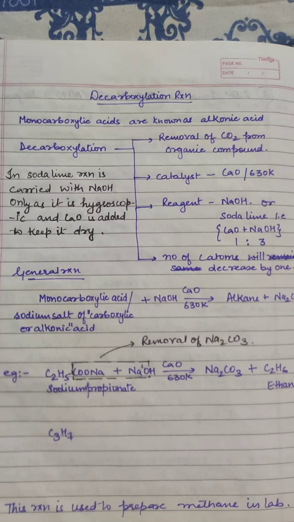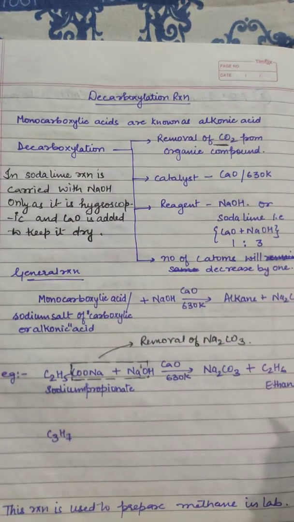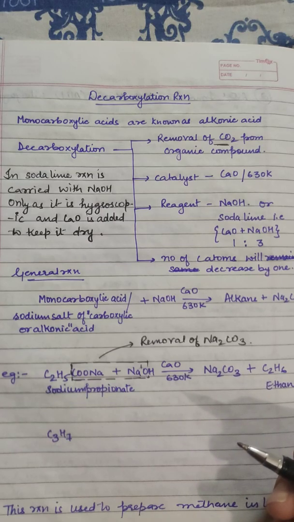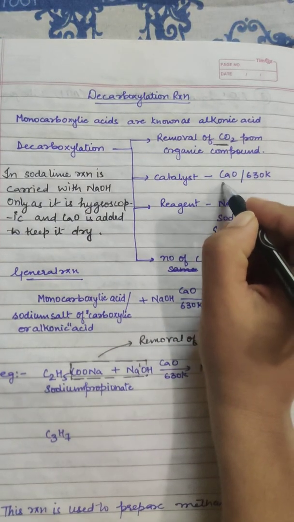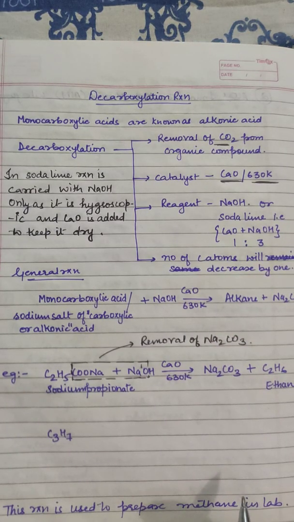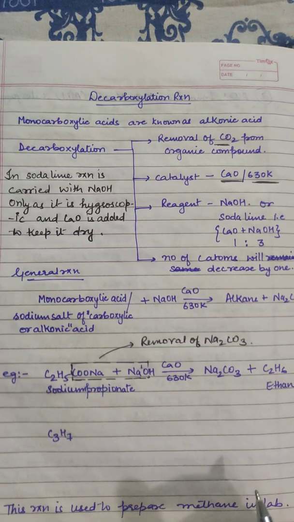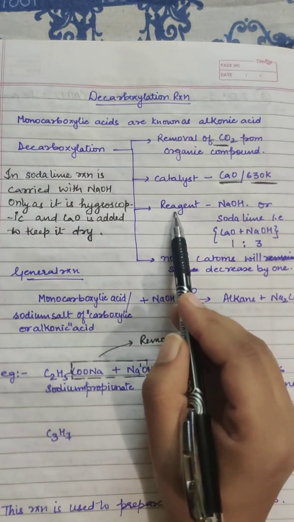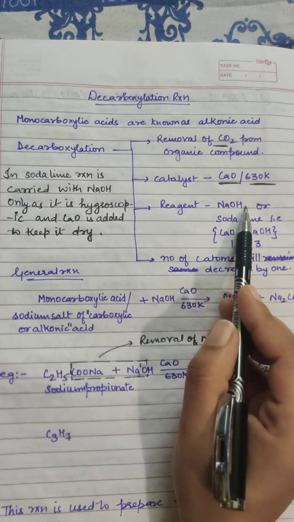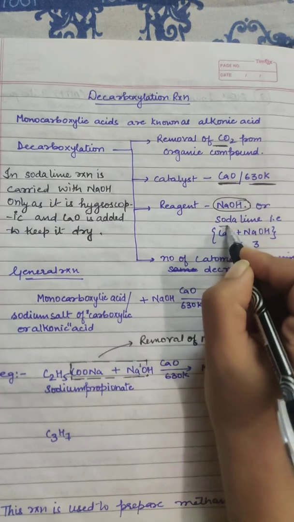Carboxylate is made up of carbon and oxygen, so we also say that it is the removal of carbon dioxide from the given organic compound. The catalyst used is CaO at 630 Kelvin. That is, the temperature should be 630 Kelvin during this reaction. And the reagent used is NaOH. Either you can learn it as NaOH or you can learn it as soda lime.